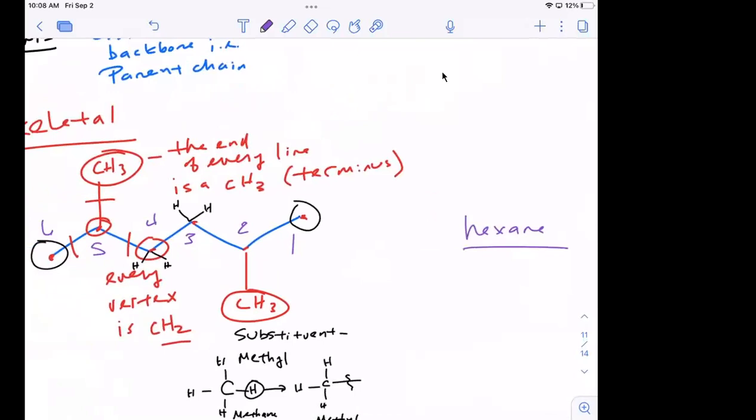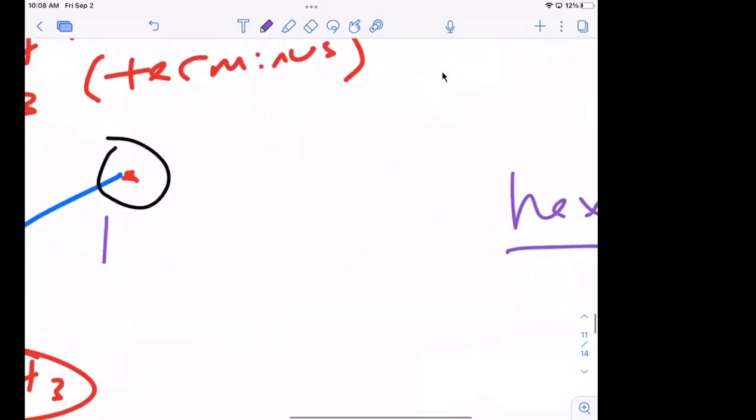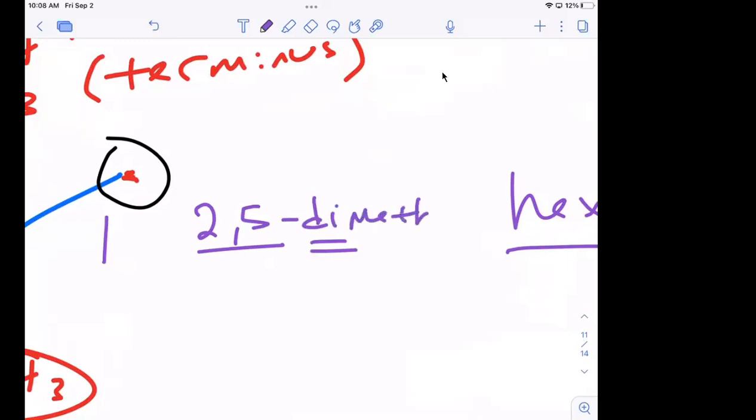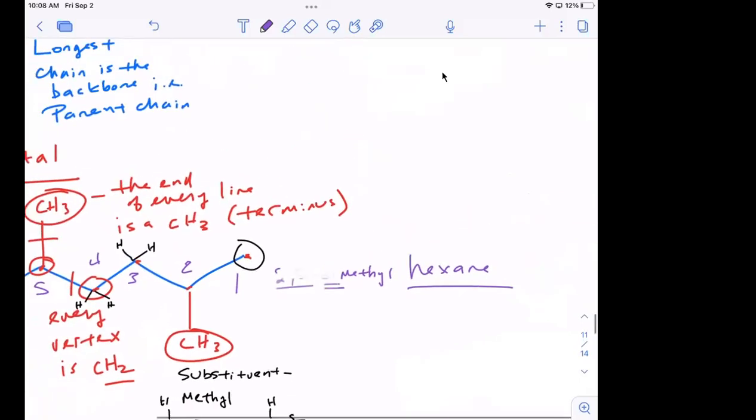So anytime you have identical groups on different carbons, you have to list them together with a prefix, right? So this is going to be 2, 5, that's the address. And then because there are 2 of them, we'll say dimethyl hexane, right? That's the name of that compound, 2,5-dimethylhexane.